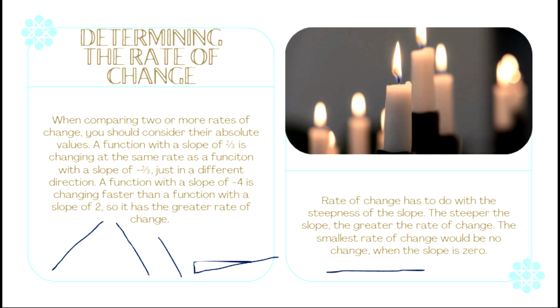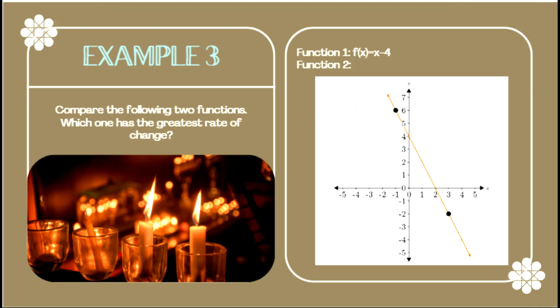Okay. Here's example 3. Compare the following two functions. Which one has the greatest rate of change? So our first function is f of x is equal to x minus 4, and our second function is this graph. Now, remember, in the formula, y equals mx plus b, the slope or the rate of change is the m.